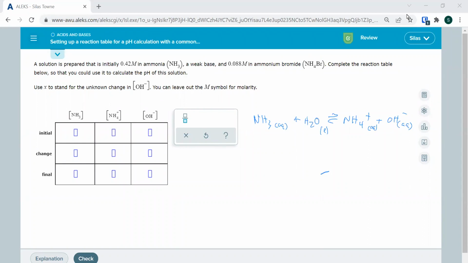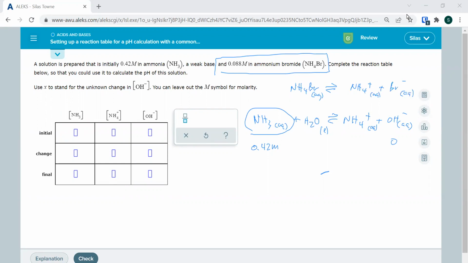Okay, so we are starting with some of this. We have 0.42 molar, but we have 0 OH minus. Now, in this case, we do have a common ion. So we have this ammonium bromide, which if we write that out, NH4Br, breaks up into NH4 plus and Br minus.